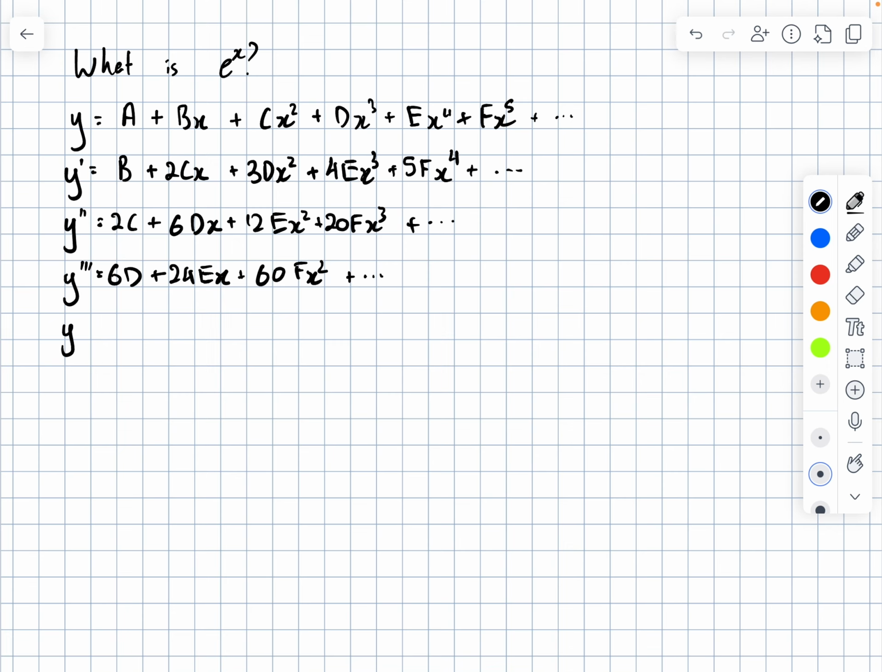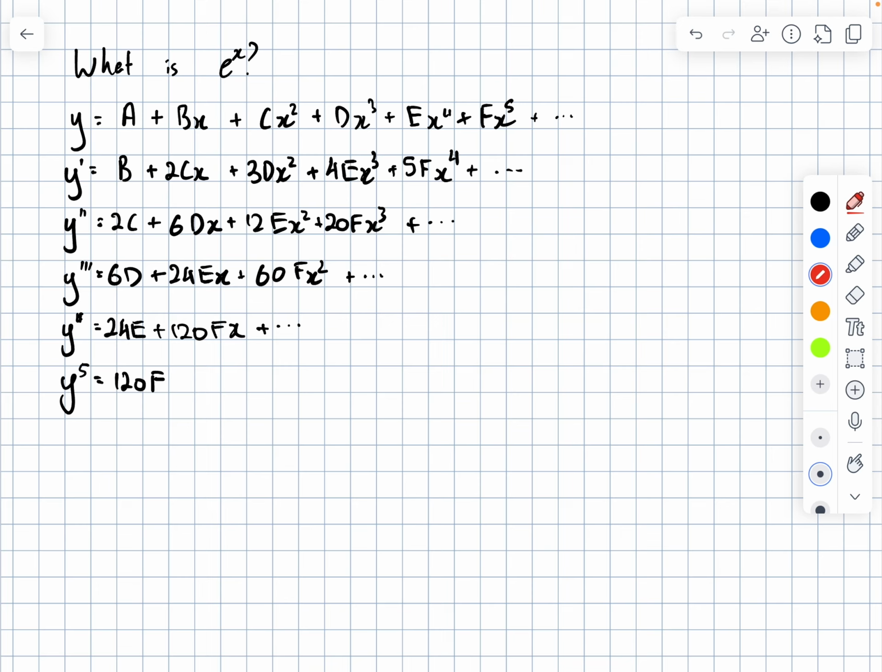The fourth derivative, I'm just writing y4, is 24e plus 120fx, and our fifth one, now this is not y to the power 5, it's just the fifth derivative, is 120f.